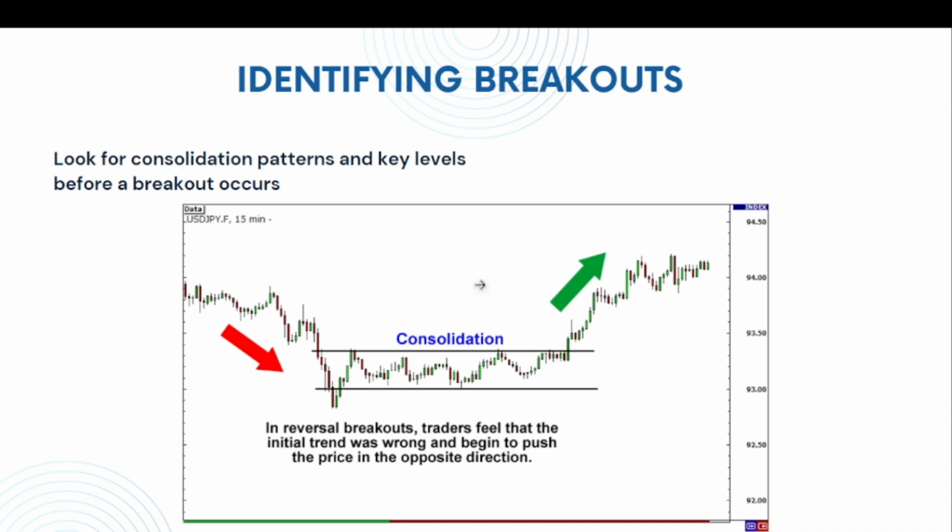All right. In reversal breakouts, okay, we tend to feel that the initial trend was wrong and began to push the price in the opposite direction. The whole highlight is this: sometimes there could be a retracement on a higher time frame. That retracement on a lower time frame might look like a trend. Now, after that trend, before it changes and correlates with a higher time frame, sometimes we see ourselves a consolidation. After that consolidation, the market resumes with the higher time frame trend.